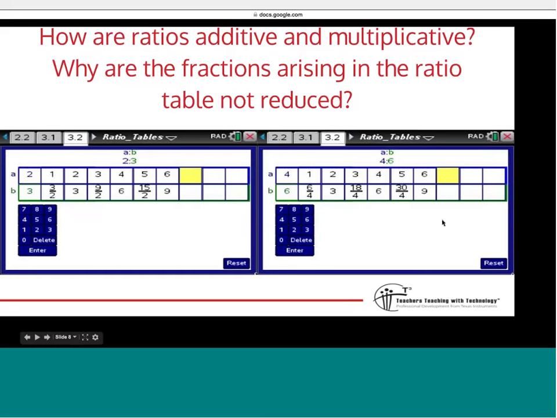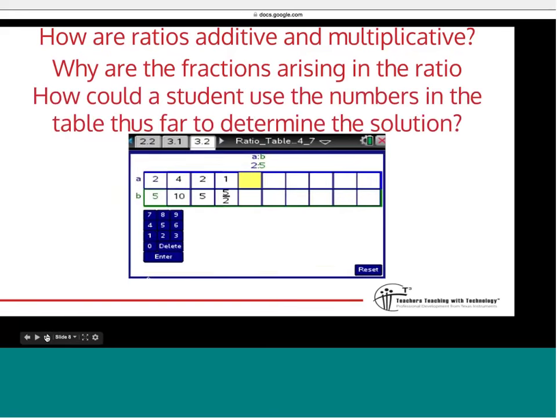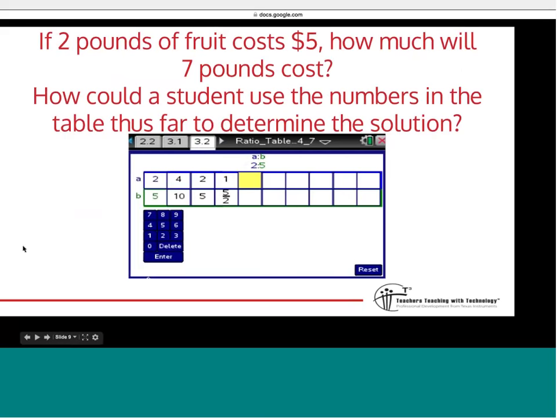So thinking about that relationship and how we get 6 to 9 out of that. Now, I want us to look at these ratio tables in terms of an actual problem. So if we have the problem, if 2 pounds of fruit costs $5, how much will 7 pounds cost? I know that my nature when I see a question like this is to immediately set up a proportion and solve that proportion to find the value.